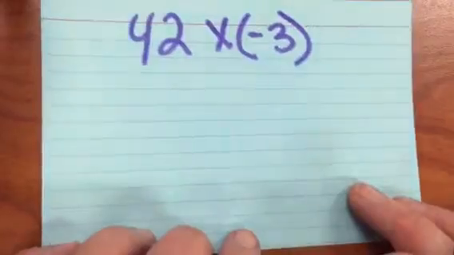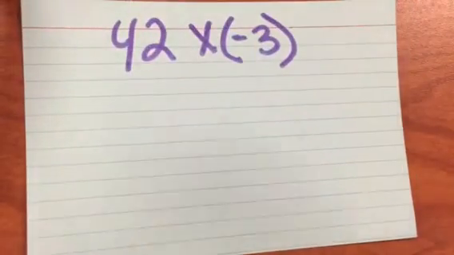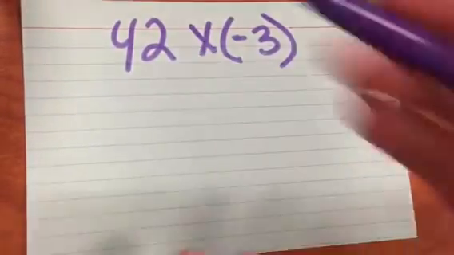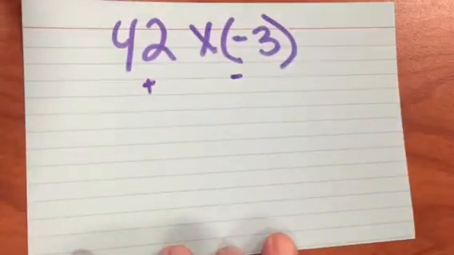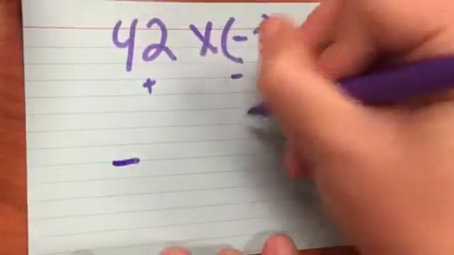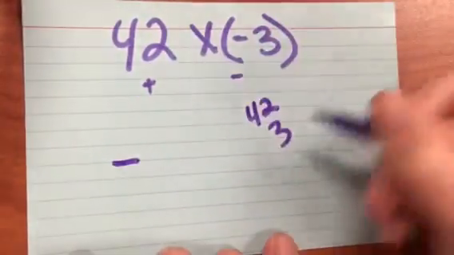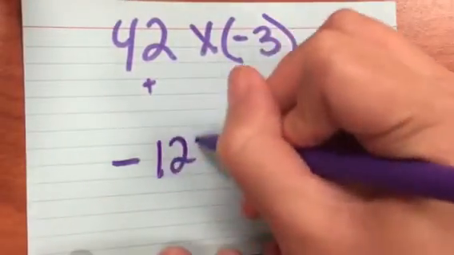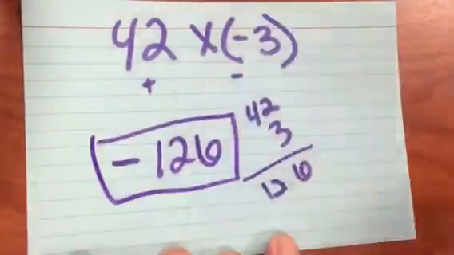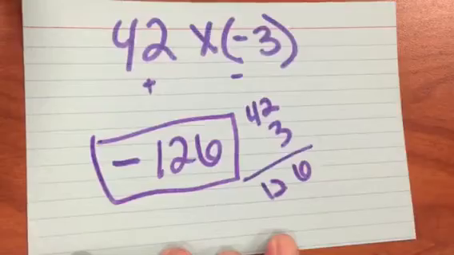So now let's do a couple practice problems. We have 42 times negative 3. We've got a positive times a negative, so that means the answer is going to be negative. And then we've got 42 times 3. I'm going to work this out on the side. So we've got 6 and 12. So our answer is negative 126. Simple as that, right?